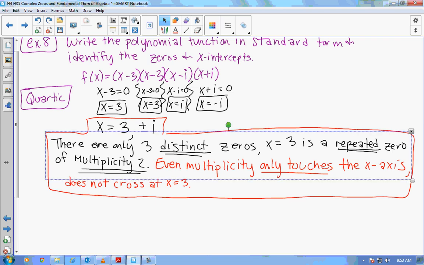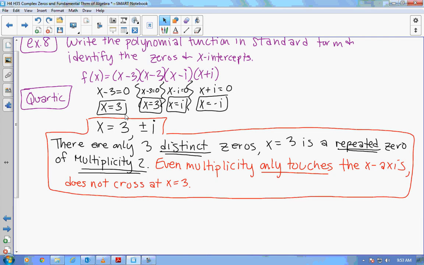One thing to note, we're going to look at the graph in just a second, but when it's an even multiplicity, repeated an even number of times, it only touches the x-axis. It doesn't cross the x-axis. If it was repeated 3 times, an odd number of times, then it could cross.